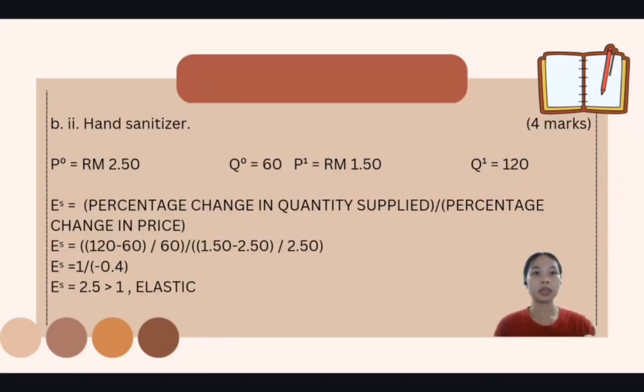I will explain question 3 part 2, hand sanitizer. At price 0, 2 ringgit and 50 cent, quantity supplied is 60. At price 1, 1 ringgit and 50 cent, quantity supplied is 120. First, using the point formula, the formula is percentage change in quantity supplied divided by percentage change in price. So 120 minus 60 divided by 1 ringgit and 50 cent minus 2 ringgit and 50 cent, then divided by 2 ringgit and 50 cent. So it will be 1 divided by negative 0.4. So the answer is 2.5, which is greater than 1, so it is elastic.